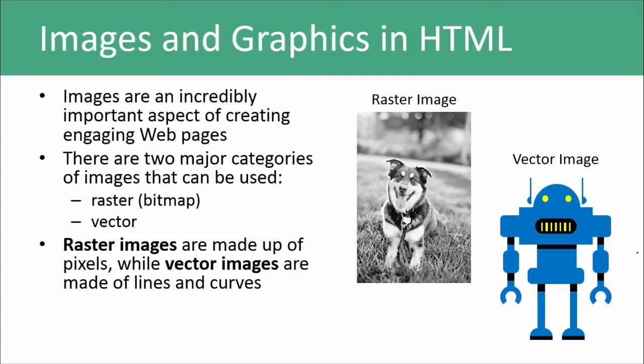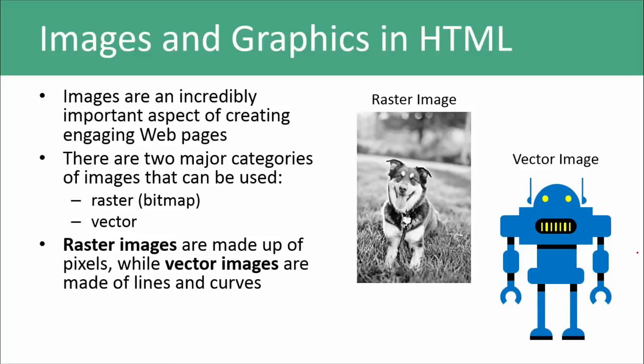Images, clearly, super important, and there are two categories that you should be aware of. We've got raster images. There's one there on the left of my dog Stella. I'm just joking, that's not my dog. It's a picture I stole from one of those photo frames at a store. You know what I'm talking about. And then the one on the right there, which is a vector image of a robot.